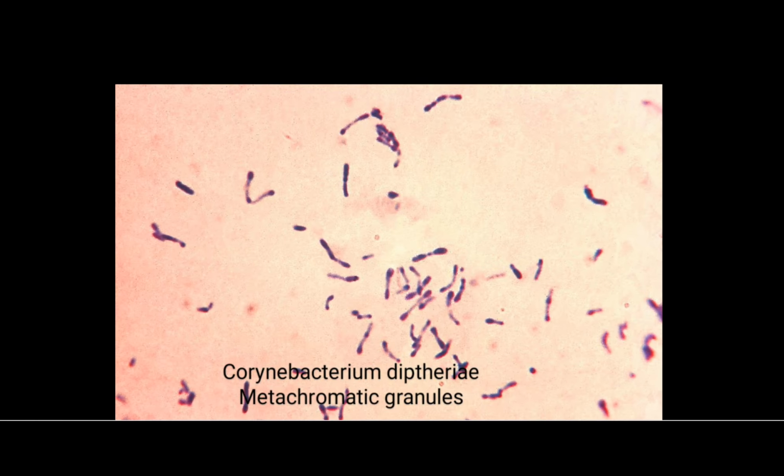Then we have Corynebacterium. Corynebacterium is also a gram positive aerobic bacilli, and in Corynebacterium diphtheriae we will have metachromatic granules. And Albert's stain will be used specifically for it. With Albert's stain, bluish black metachromatic granules will be there, with green bacilli.